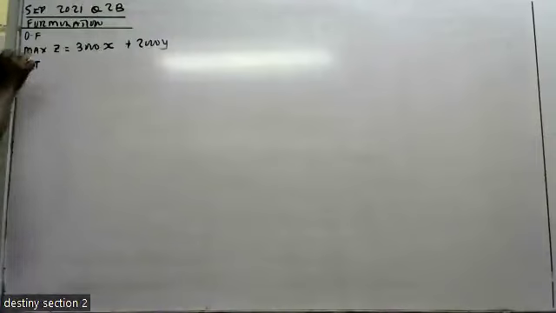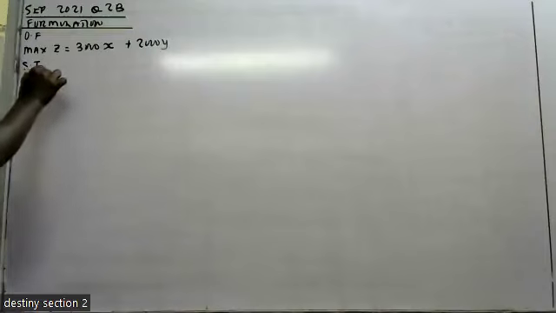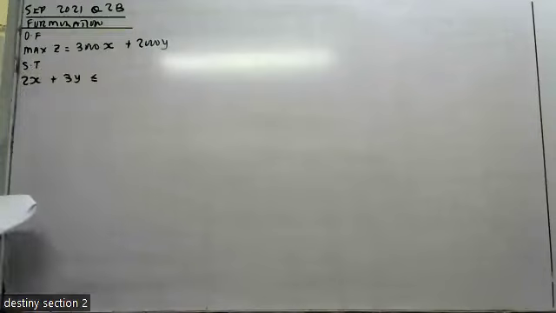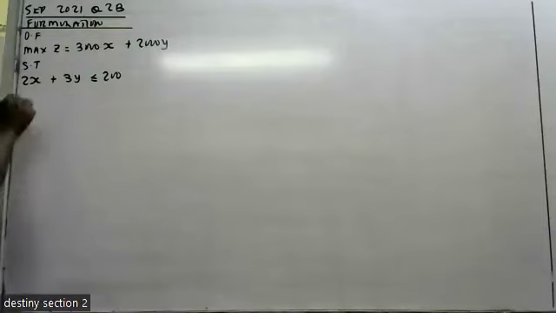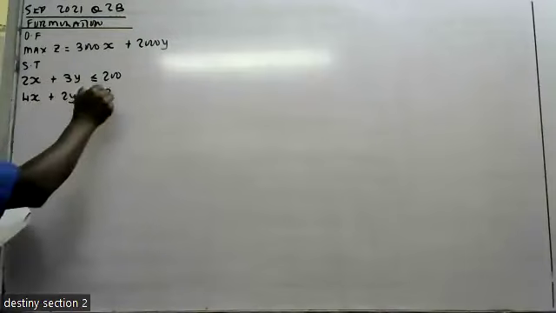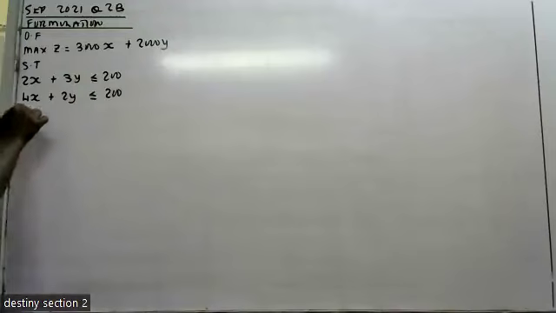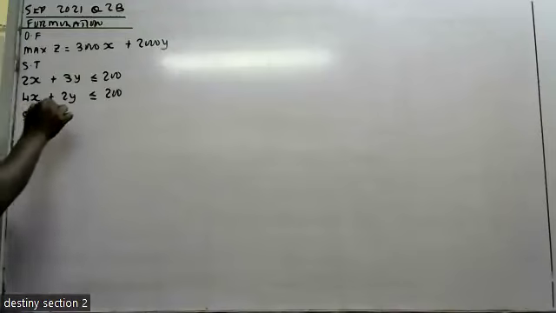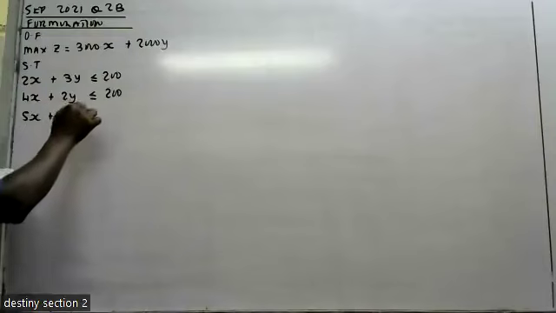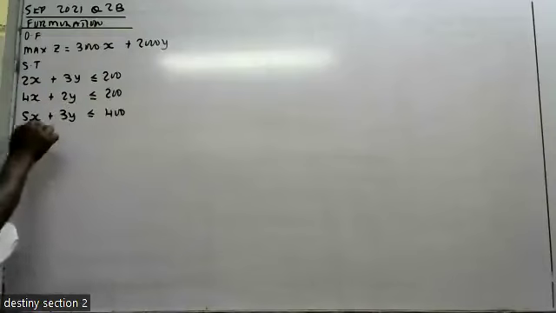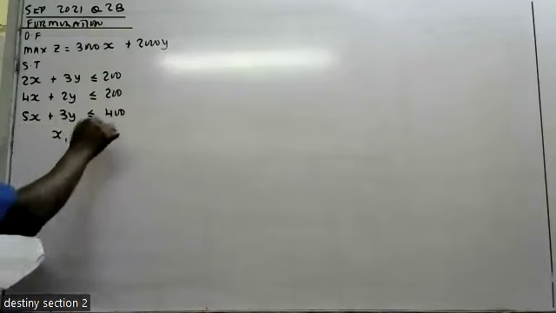Subject to 2x plus 3y is less than or equal to 200. That is for the assembly. 4x plus 2y is less than or equal to 200. 5x plus 3y greater than or equal to 400. x and y are greater than or equal to 0.